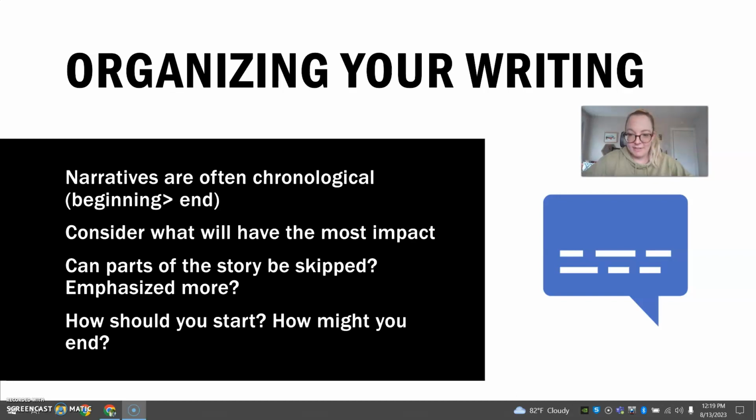And we're obviously going to do some reorganizing when we revise next week. So don't feel like you have to have the perfect plan now. Are there parts of the story that you could skip? I think sometimes when we use narratives or things that have happened to us, from our perspective, the entire thing is important. And sometimes when you think about it through another person's eyes, you don't need the whole story. They're just looking for the most important part, right? What do they need to know? What are they learning from your experience?